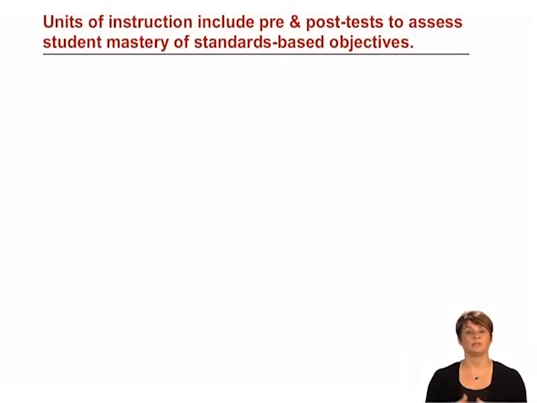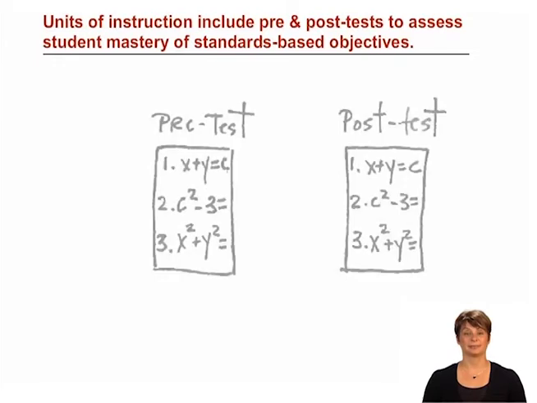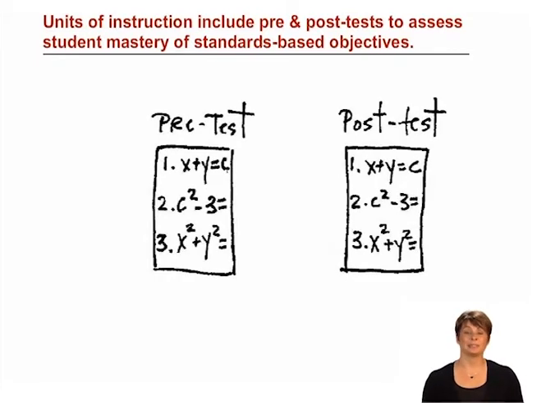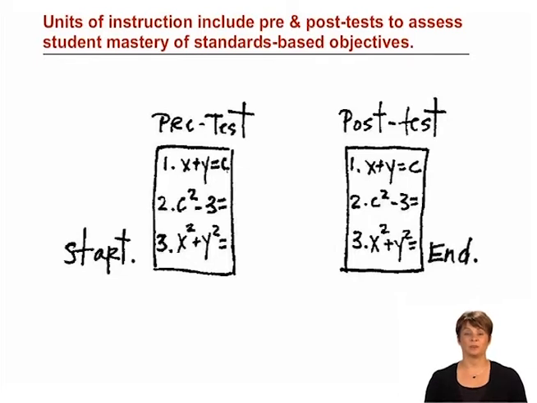Now that we've developed objectives and assigned learning activities that align with the objectives, we need a way to assess mastery. Our next indicator speaks to that issue. Units of instruction include pre- and post-tests to assess student mastery of standards-based objectives. The pre-test and the post-test are the same test. The difference is in the timing of their administration.